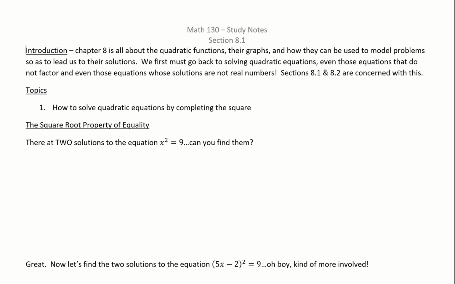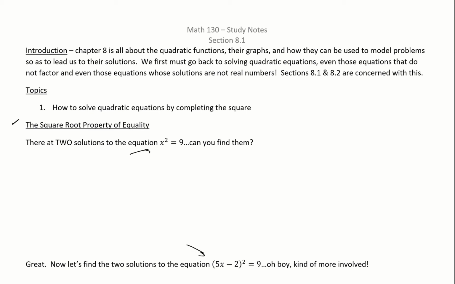This first section is talking about a technique called completing the square in order to solve a quadratic equation. Basically, the first thing we're going to do is talk about this, the first of two videos, by the way. This one is going to talk about the square root property of equality and how to use it. The square root property of equality is about what you can do as a quick move in order to solve an equation that looks like this or this.